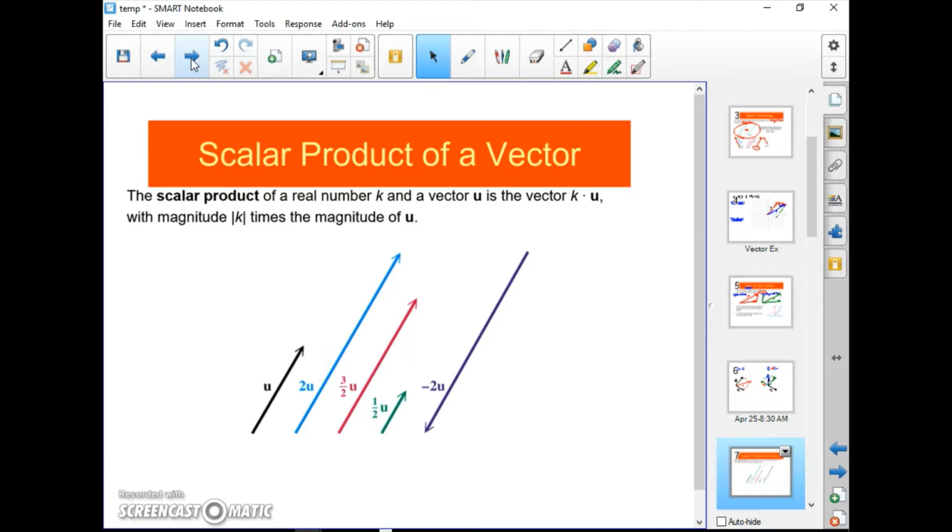So this slide on a scalar product of a number, it's just saying you can multiply a vector times a number, it'll change its length, it'll change its magnitude. If you multiply times a negative, it's going to change its direction.